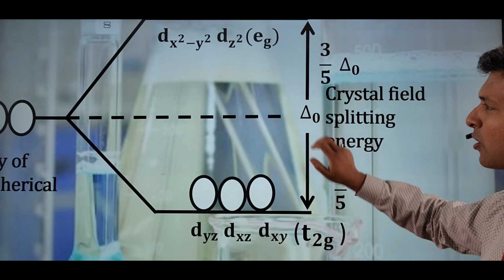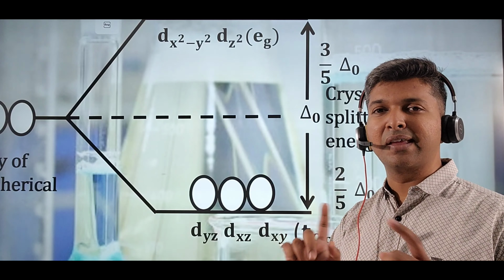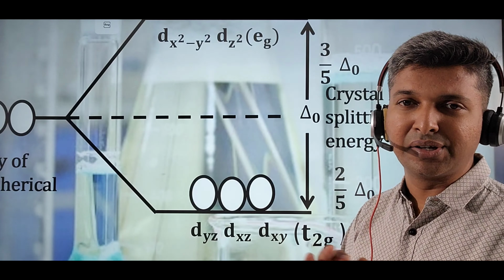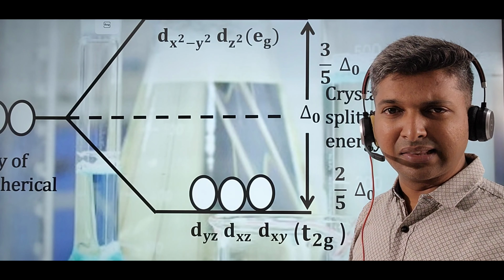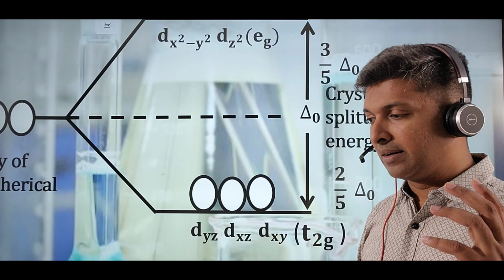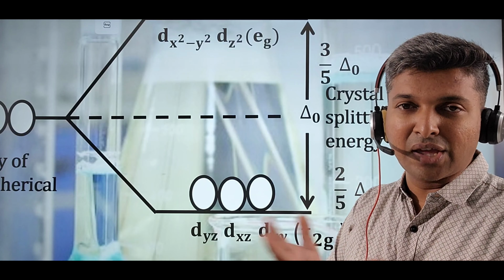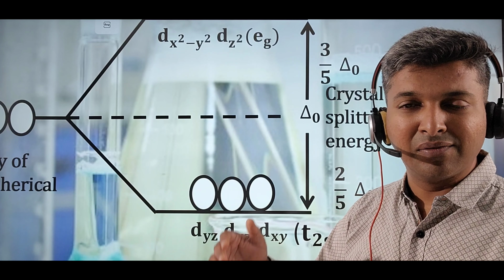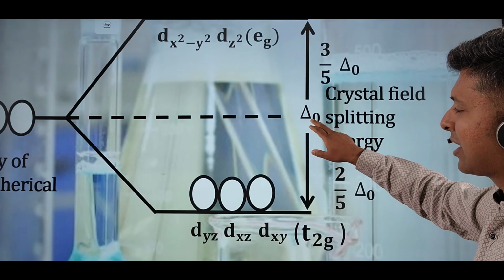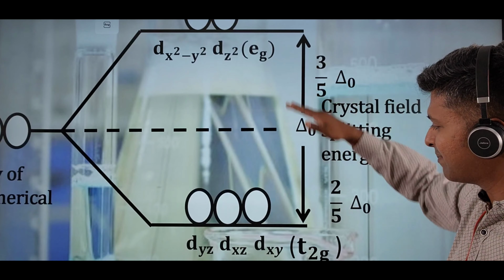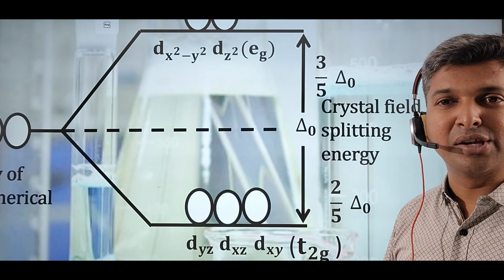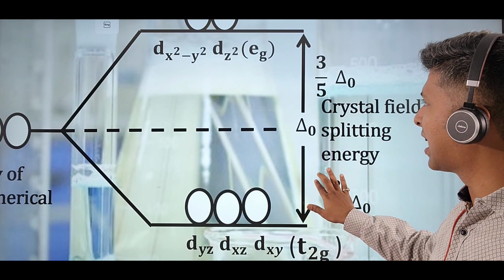So when I write delta naught, it is the difference of energy. What is delta T? Delta T is change in temperature, T2 minus T1. We have seen that in thermodynamics, and in chemical kinetics also. Then what is delta P? The change in pressure, P2 minus P1, final pressure minus initial pressure. So similarly, here we are going to have this delta naught. Delta naught will be Eg minus T2g, higher energy minus lower energy. This is going to be our delta naught.